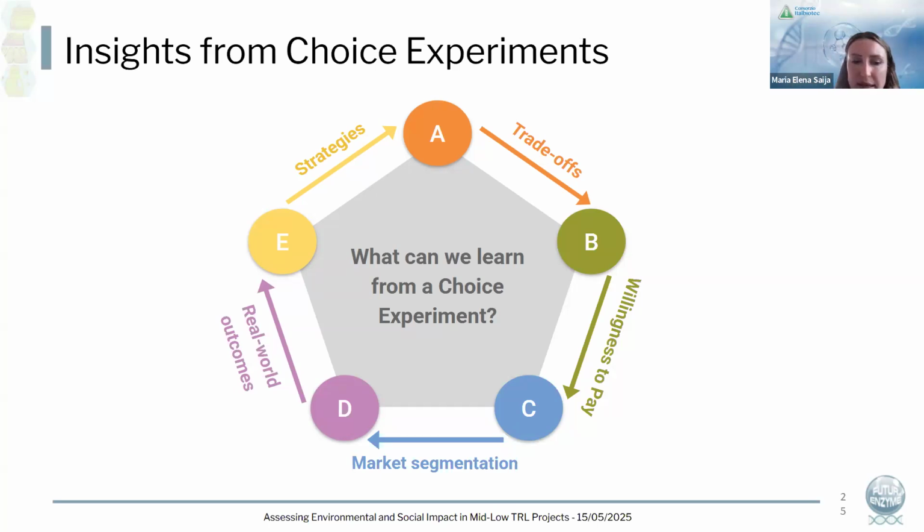Finally, we can also simulate real-world outcomes, such as, for example, the impact of introducing a new eco-friendly product on the market. And these insights are very important because they help us to design better products, but also to define market strategies and also to underline public policies based on what people truly value, what they really want in the market.